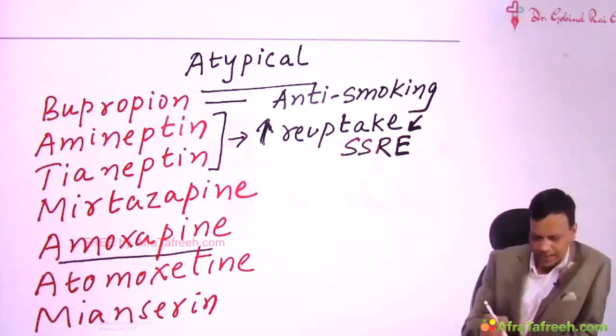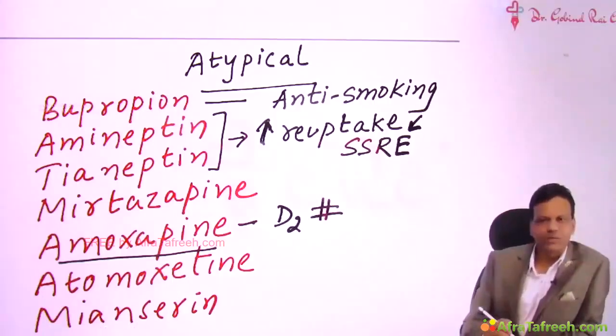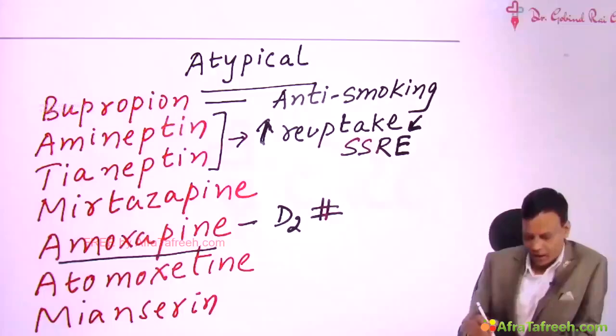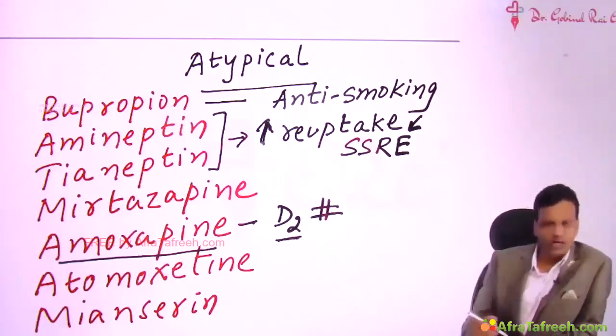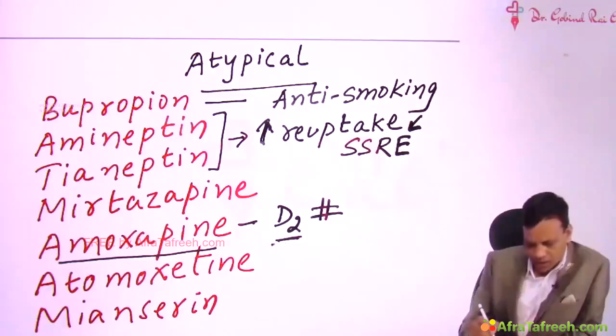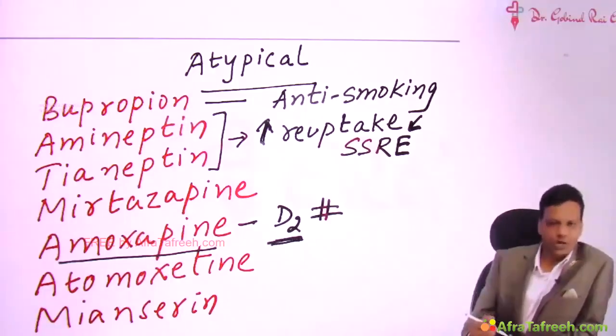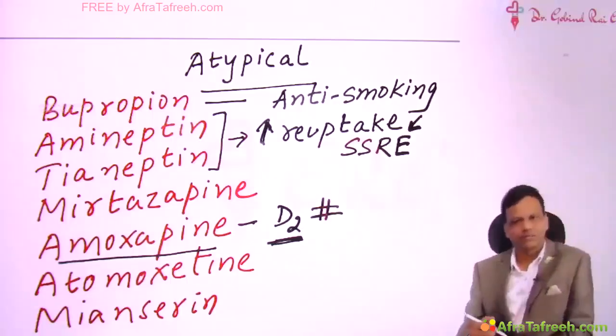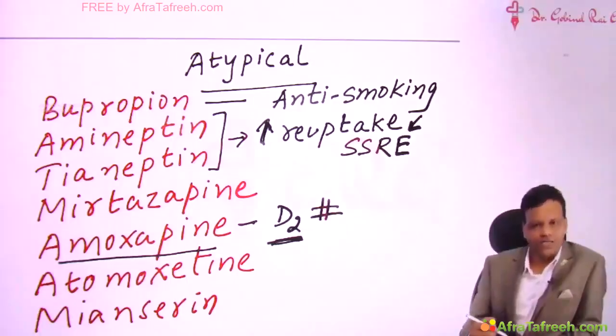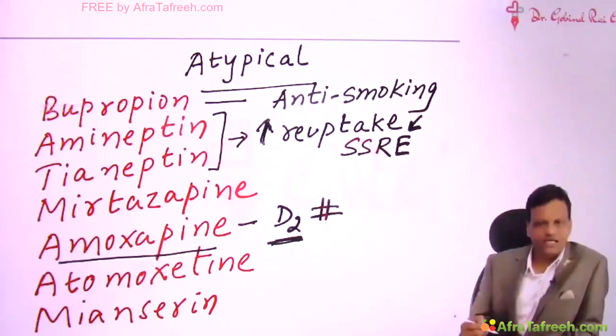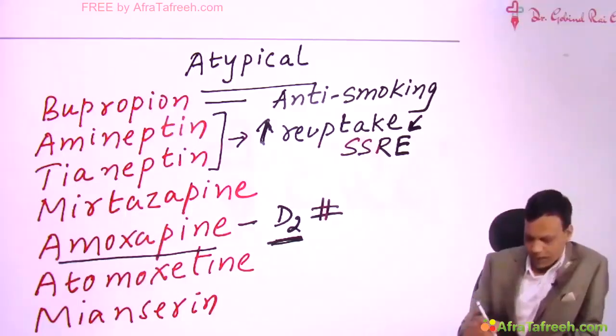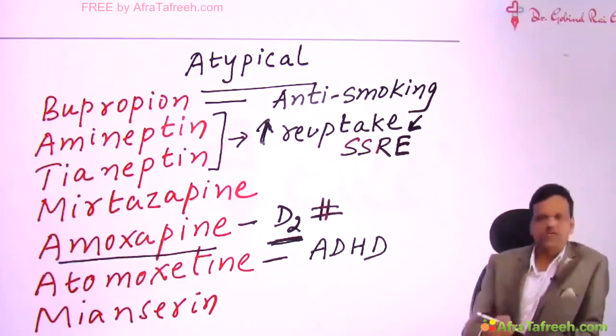Now amoxapine is an antidepressant drug which has additional D2 receptor blocking properties. Additional D2 receptor blocking property means it also acts as an antipsychotic drug, and it can also cause the same side effects which are caused by D2 blockers. That means extrapyramidal symptoms and hyperprolactinemia. So amoxapine is an antipsychotic with antidepressant properties. Atomoxetine is indicated in attention deficit hyperkinetic disorder.